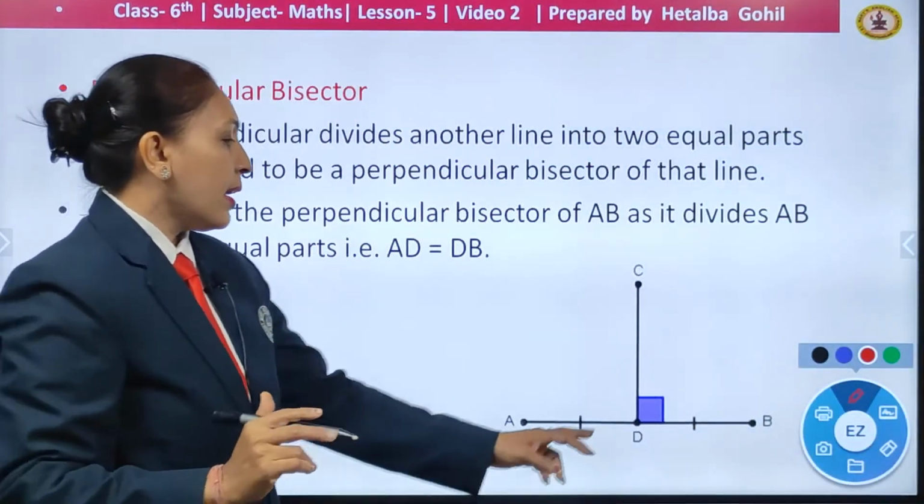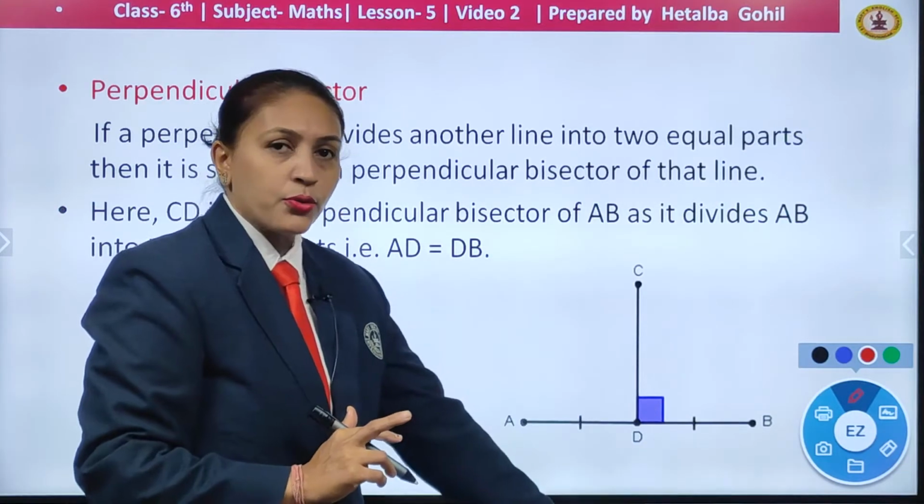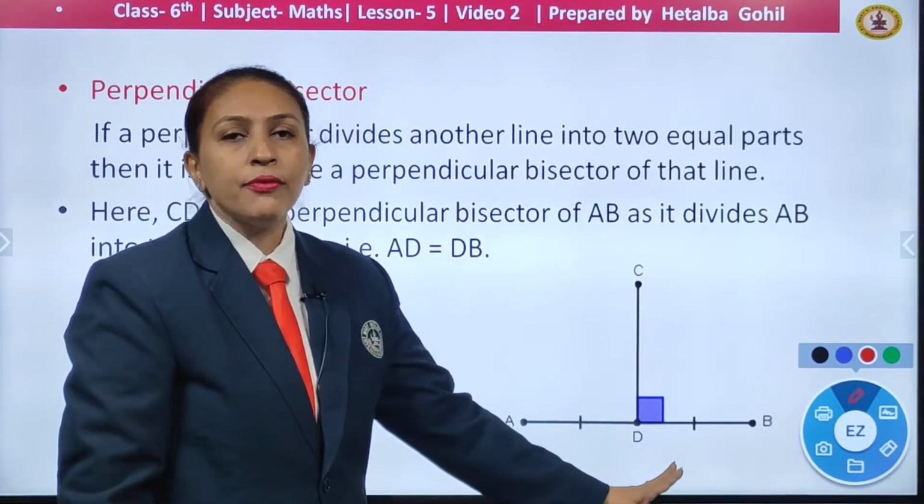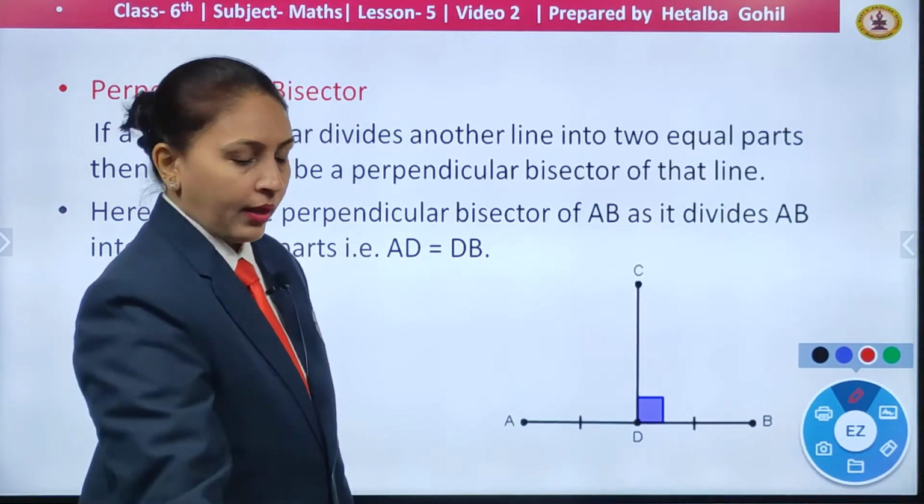Perpendicular bisector, why? Because it is dividing the line into two equal parts, and it also forms an angle of 90 degrees here.